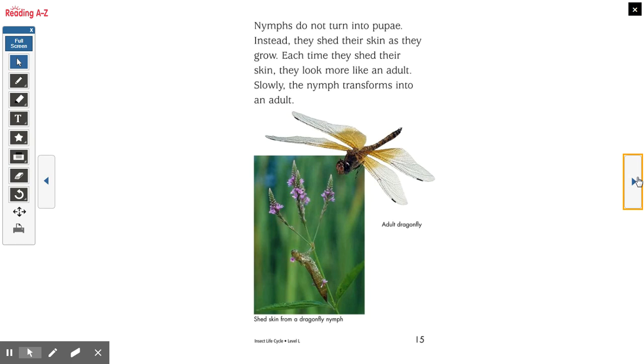Nymphs do not turn into pupae. Instead, they shed their skin as they grow. Each time they shed their skin, they look more and more like an adult. Slowly, the nymph transforms into an adult. And here's an adult dragonfly.